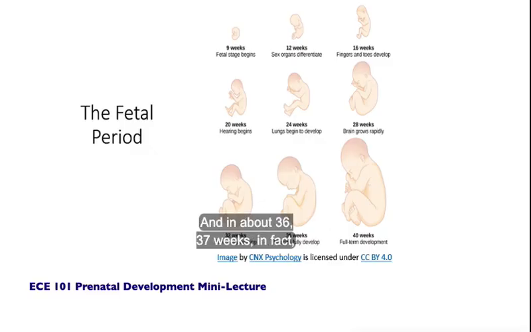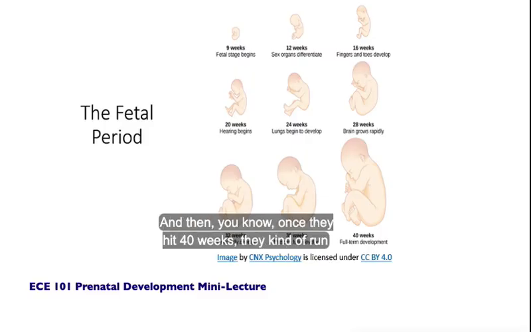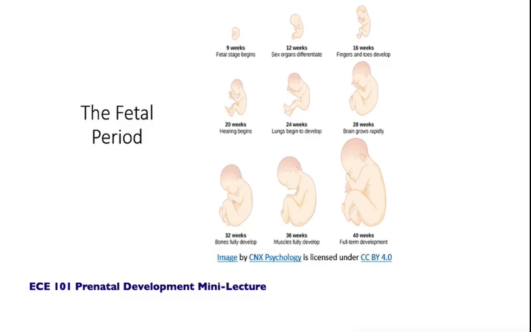And at about 36, 37 weeks, in fact, the full term is considered 37 to 40 weeks, the baby begins to be ready to be born, so that it could survive without a lot of the risks of earlier delivery. And then, once they hit 40 weeks, they kind of run out of room to grow, and delivery becomes imminent. And you will learn more about delivery in the next chapter.